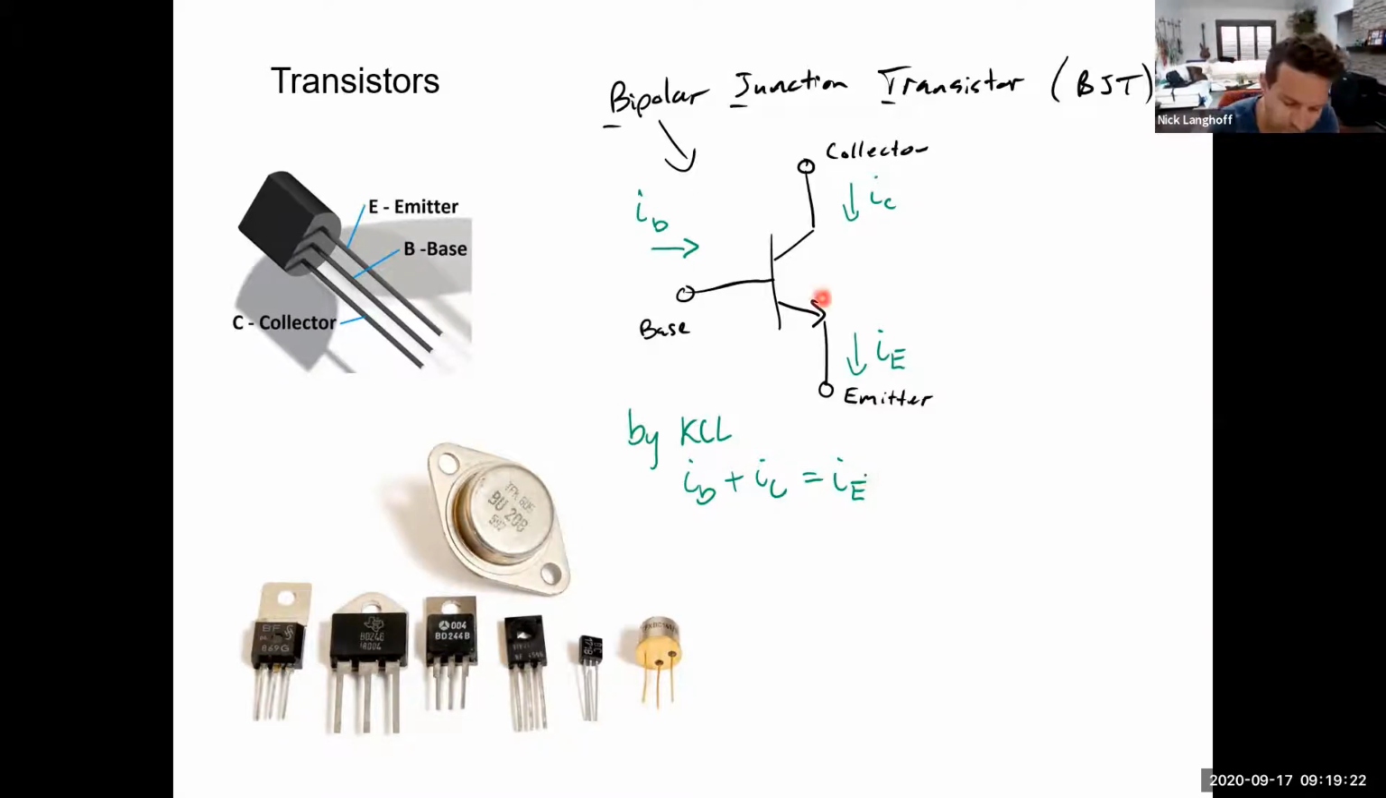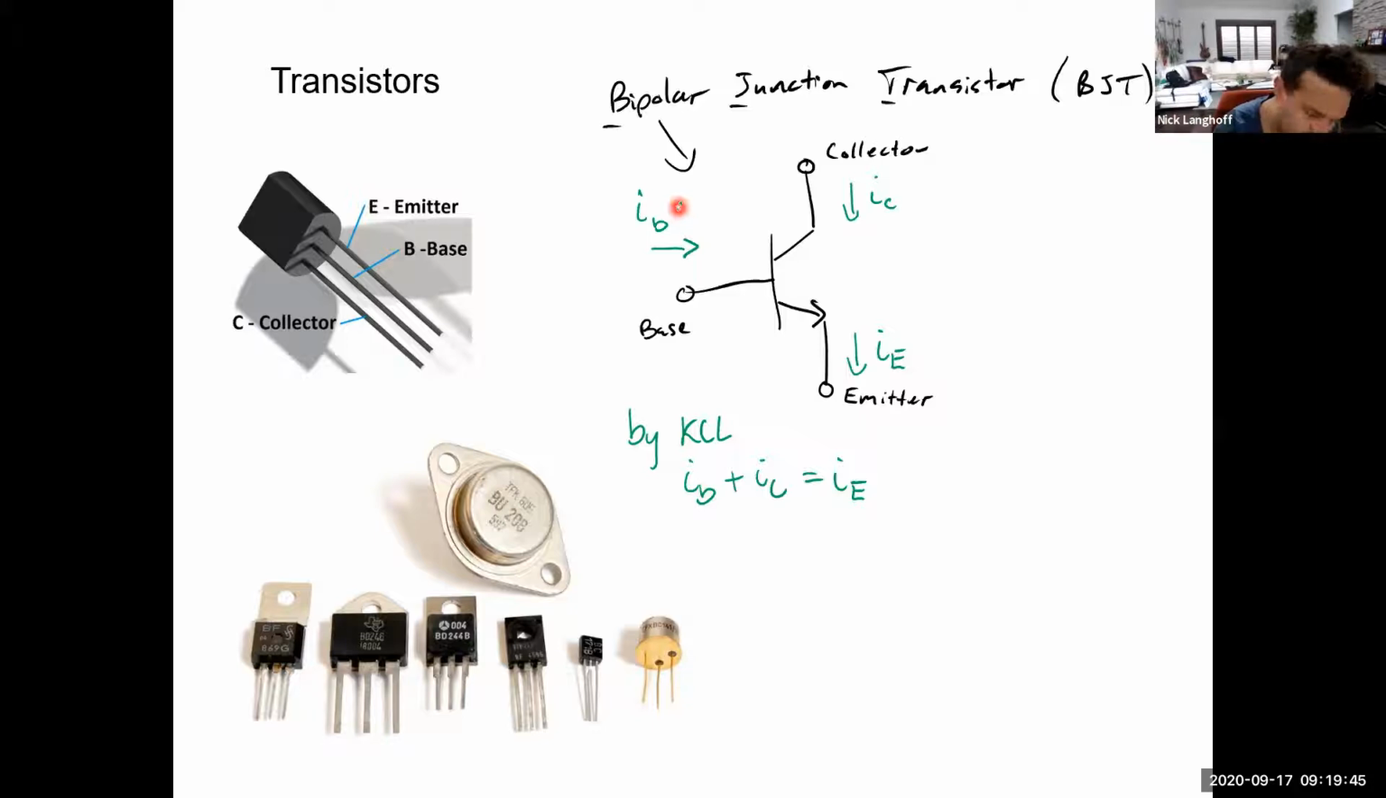Let's just point out that you can always tell which one's the emitter because it has this arrow pointing out of it like that. That arrow also tells you the direction of the current flow, that it comes into the base and then out of the emitter.